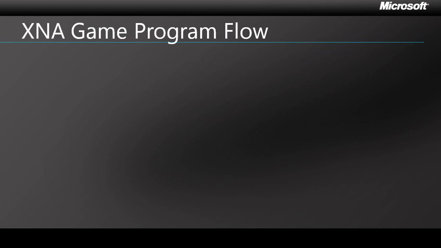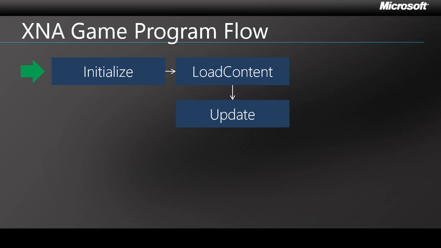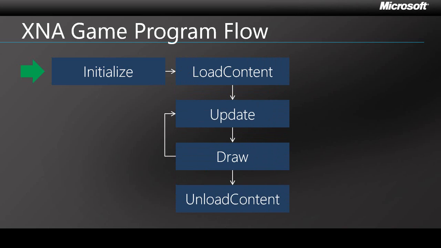Now here's another more graphical way to view XNA game flow. The game starts with a call to your Initialize method, followed by LoadContent, then Update, and then Draw. But here's where the game loop kicks in. Update and Draw are repeated over and over again for the duration of the game. Now eventually, the player leaves the game, at which point the UnloadContent method gets called, and the game exits.